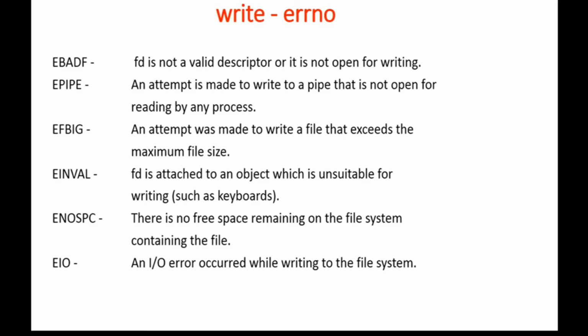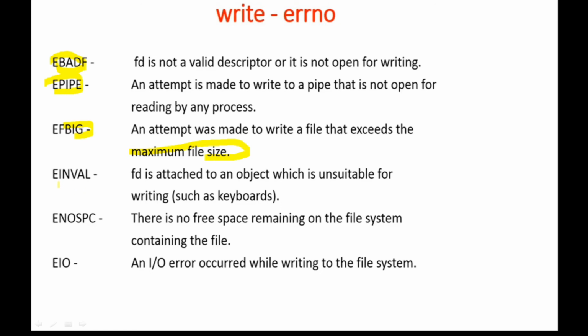Here also the same thing. The first one is EBADF, bad file descriptor: fd is not a valid descriptor, or it is not open for writing. Then EPIPE: an attempt is made to write to a pipe that is not open for reading by any process. Then EFBIG: an attempt was made to write a file that exceeds the maximum file size, that is, the file size will be too big.